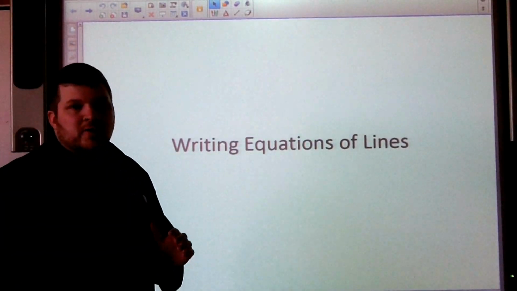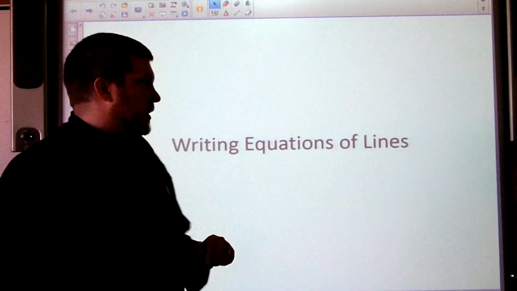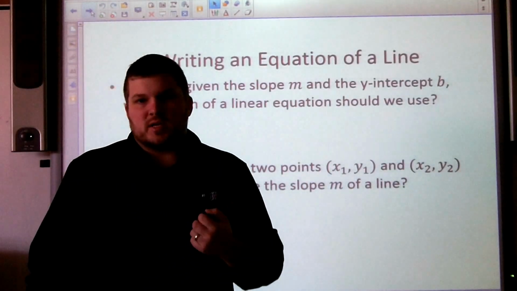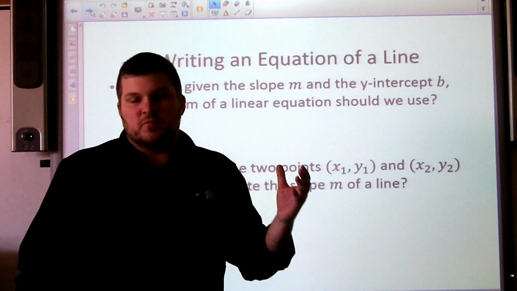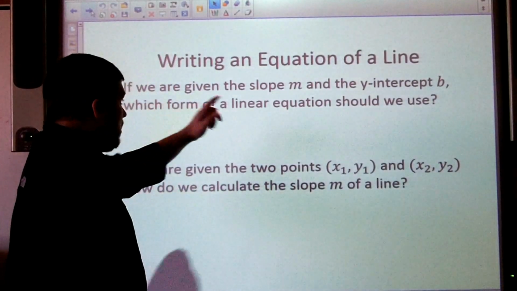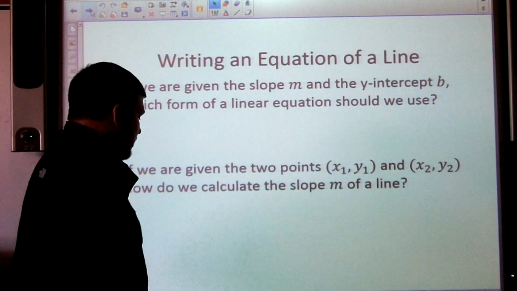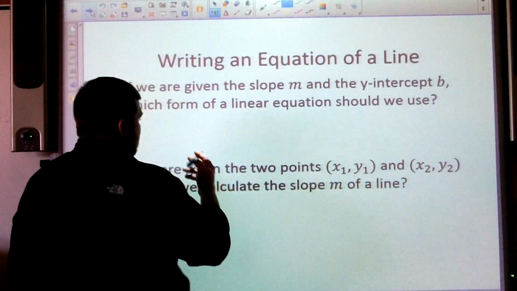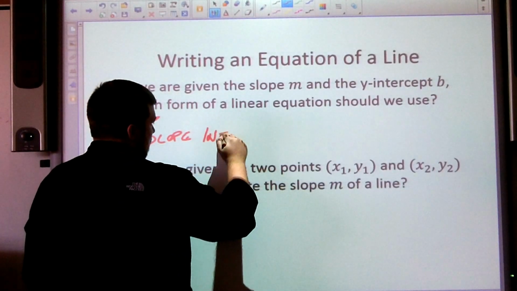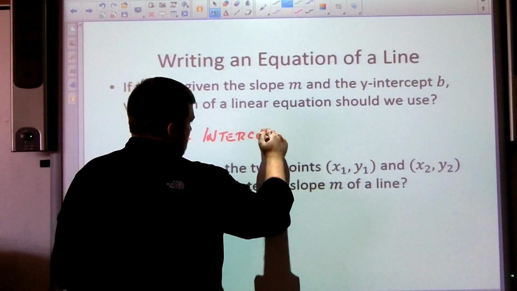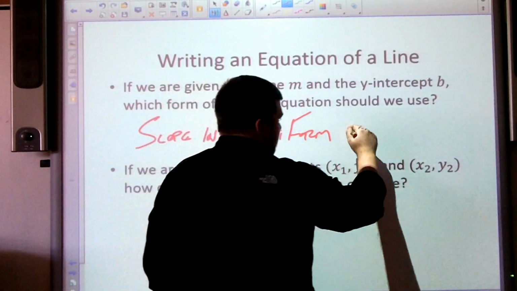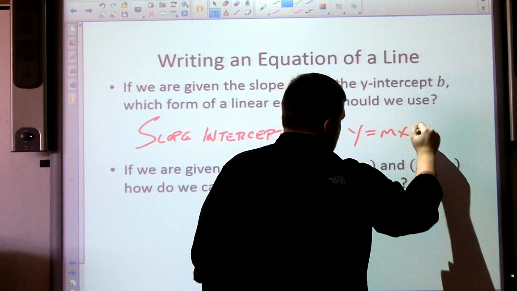Okay, so in this video we're focusing on writing equations of lines. If we're given the slope and the y-intercept, you've got to think about what format would be the best to use when writing the equation of a straight line. Well, slope and y-intercept, it's pretty obvious. We need to use slope-intercept form, and that's simply y equals mx plus b.